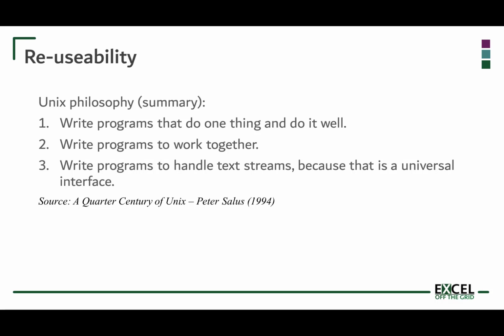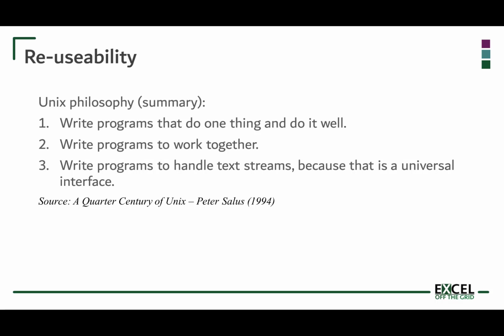Later on, this was summarized down to 3 key points. So when we create programs, we want to write programs that do one thing and do it well. We want to write programs that work together, and we want to write programs that handle text streams because that is a universal interface. So if we think about Power Automate as a tool, it has a number of connectors and number of steps that it goes through.